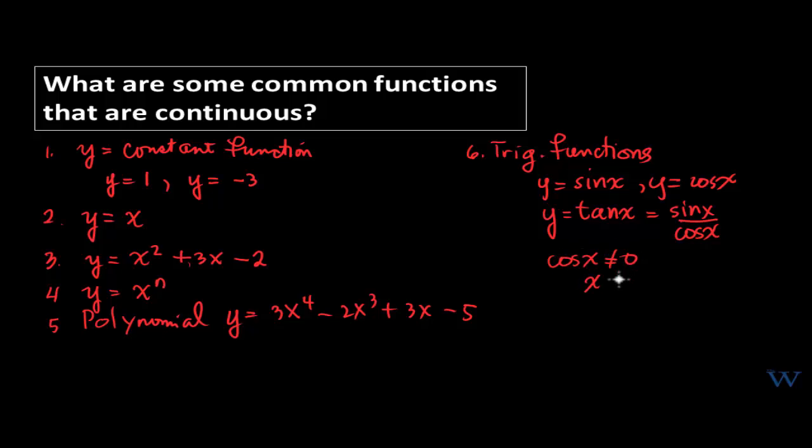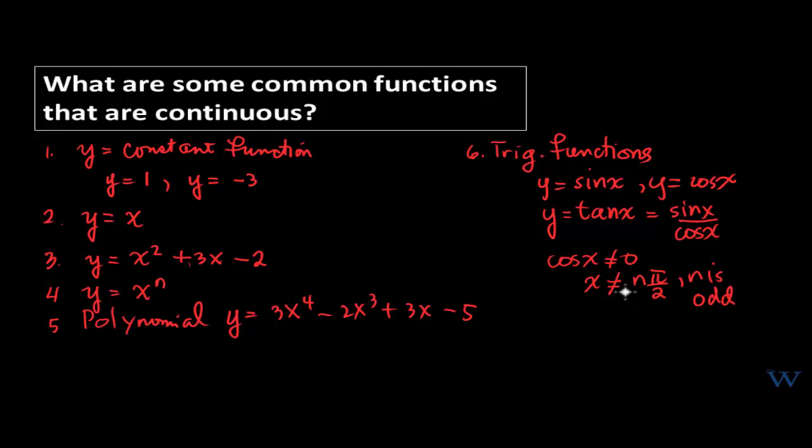And when does that happen? As long as x is not equal to n pi over 2, where n is an odd integer. In other words, any odd multiple of pi over 2. Why? Because what is the cosine of pi over 2? 0. What's the cosine of 3 pi over 2? Again, it's 0. Whether you go in the negative direction or positive direction, any odd multiple of pi over 2 gives 0. So this is continuous as long as you avoid those critical points.